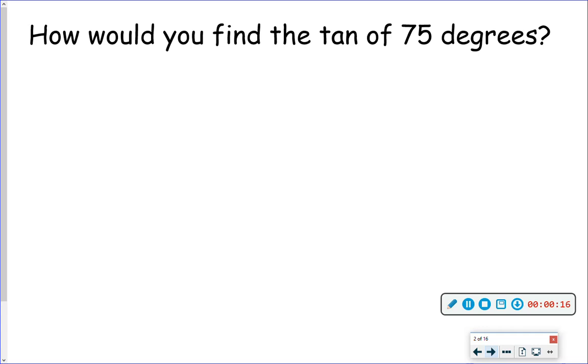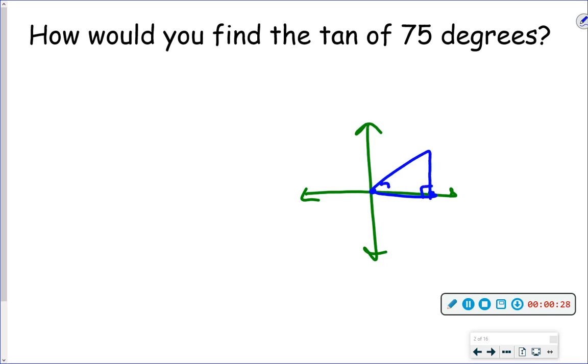How would you find tangent of 75 degrees? So think about this. If you drew 75 degrees on your coordinate plane, clearly we're going to be in quadrant 1, of course. Don't judge my quick drawing there. Now, what are you going to label the sides? It's not a 30, 60, 90. It's not a 45, 45, 90. So that's what these formulas are going to help us to do. We can calculate the tan of 75 degrees using one of these sum and difference identities.